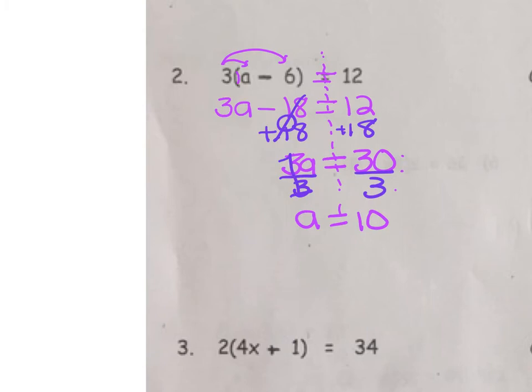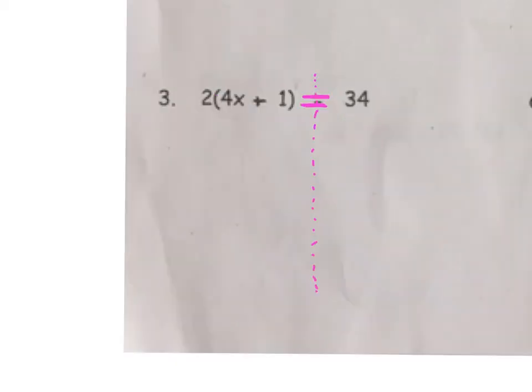One last problem together. Let's take a look at number 3. Here we go. We need to distribute the 2 to each of these terms, which means we're going to double each of those terms inside the parentheses. So let's multiply. We get 8x plus 2 equals 34. Now let's solve. Take away 2 from both sides.